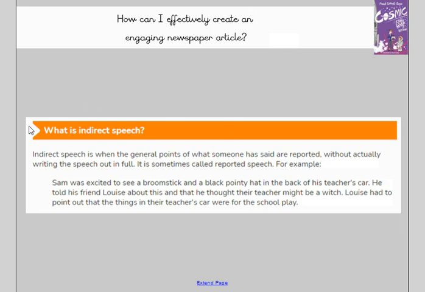Newspaper reports haven't got enough space, enough time to record every single word, so they need to summarize some of those things sometimes, and that's where we use indirect speech. And because it's not exactly what they said, we don't have to use inverted commas.